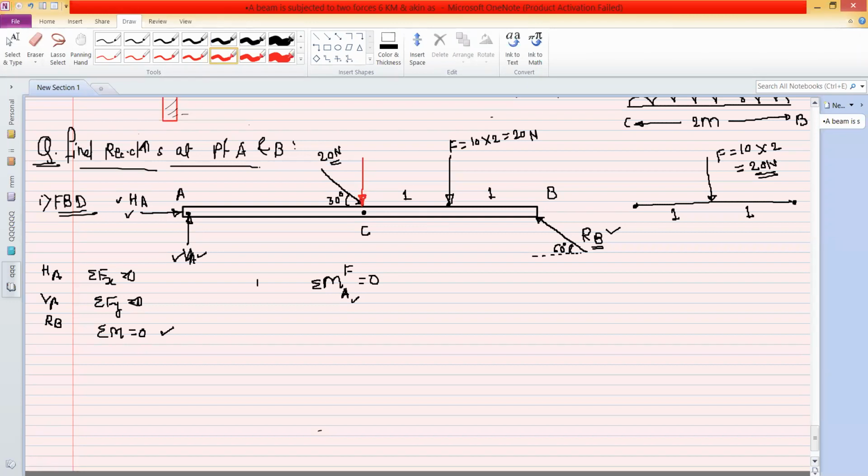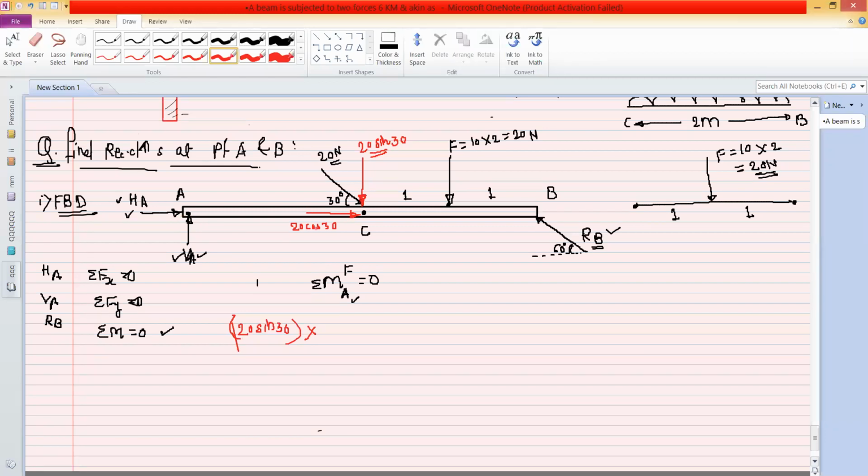So this is the Y component of the 20 Newton, and this is the X component. The Y component will be 20 sine 30 and the X component will be 20 cos 30. Okay. So first take the moment by 20 sine 30 about the point A. So force is 20 sine 30 into its perpendicular distance.